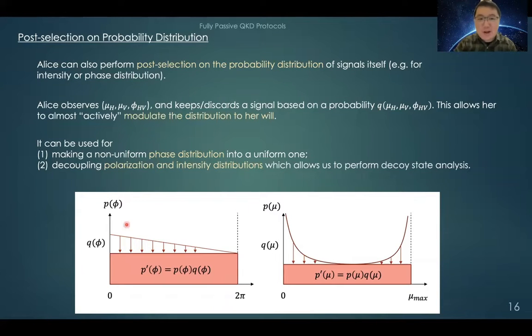For instance, if you start off with a non-uniform phase distribution, she can throw away more signals on the 0 end and keep more signals on the 2 pi end. In that way, after this compensation, you end up with a uniform distribution. Similarly, if we have that U-shaped distribution for your intensity, she can also discard more signals on the 2 ends to end up with, let's say, a uniform distribution, or actually any other distribution that she wants. This, as we'll later show, is very important for our decoy state analysis because it allows us to shape the distribution and then decouple the polarization and the intensities.